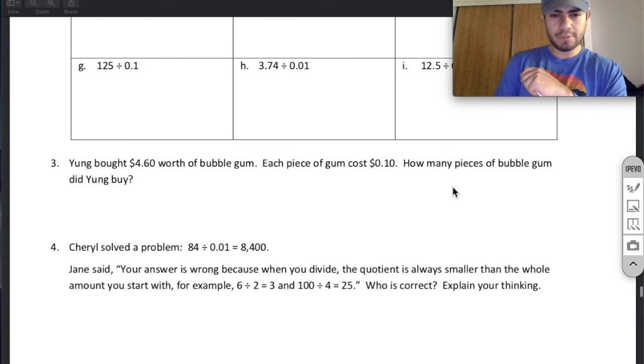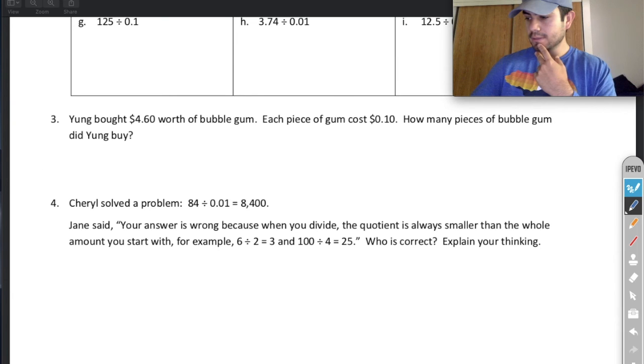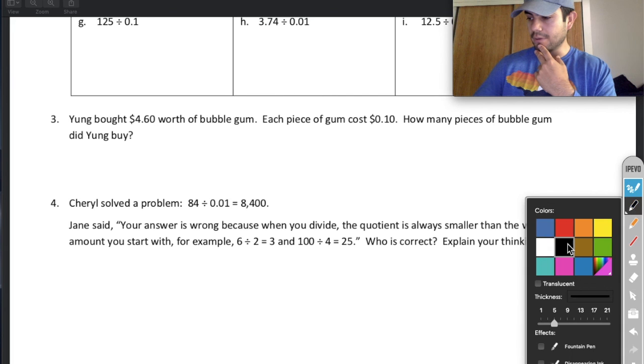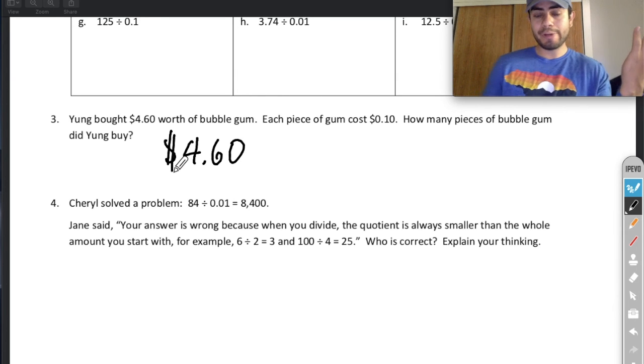Okay, so let's do one of these word problems here. Let's do 3. It says, Young bought $4.60 worth of bubble gum. Each piece of gum cost 10 cents. How many pieces of bubble gum did Young buy? So what you have going on in this problem is the following. You have a total of $4.60 that was spent on a certain amount of gum. We don't know how much, but we do know how much each piece cost, and each piece costs 10 cents.